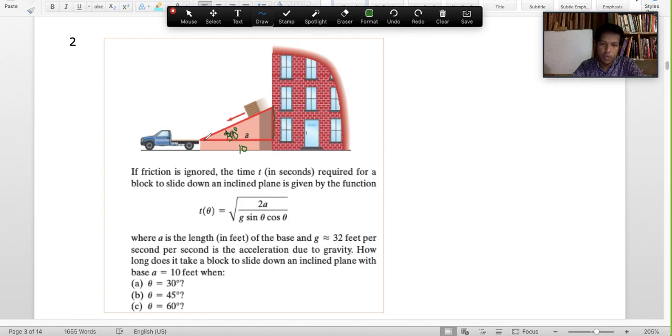So you see, this adjacent is given. The opposite you will have to find out. We are just supposing the opposite you will have to find out.